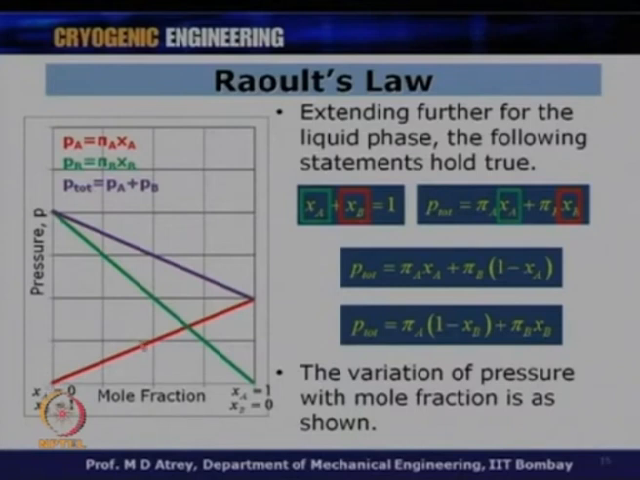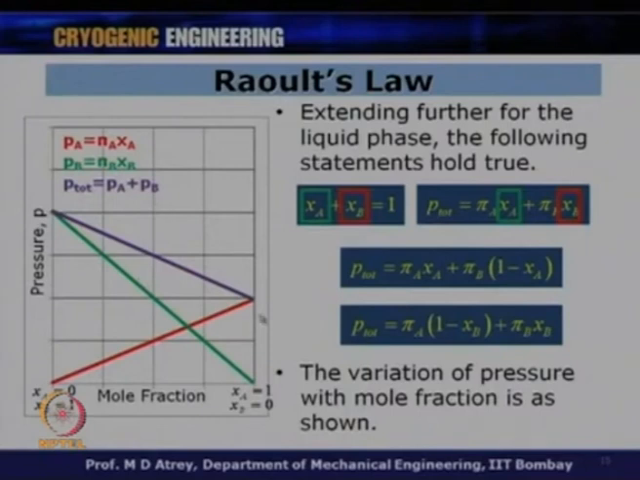What I am plotting on this is basically PA and PB. So, PA is nothing but pi A Xa, which is given in red color over here. The partial pressure PA at Xa equal to 0 is going to be 0, while at Xa equal to 1 it is going to be maximum. So, PA ranges from 0 to PA max here. Similarly, the partial pressure of B will range from 0 to max here, and the total pressure at every point is PA plus PB.